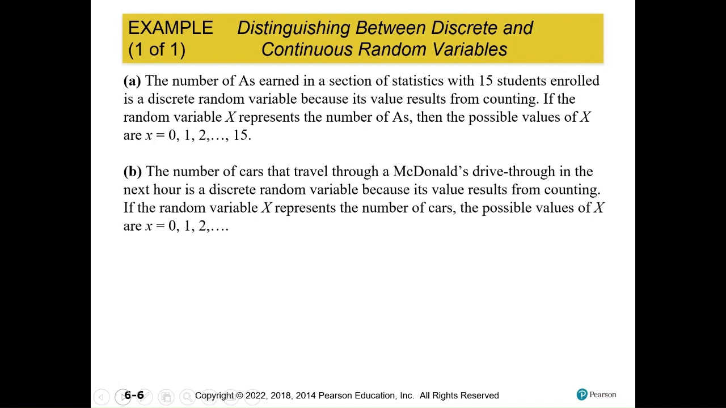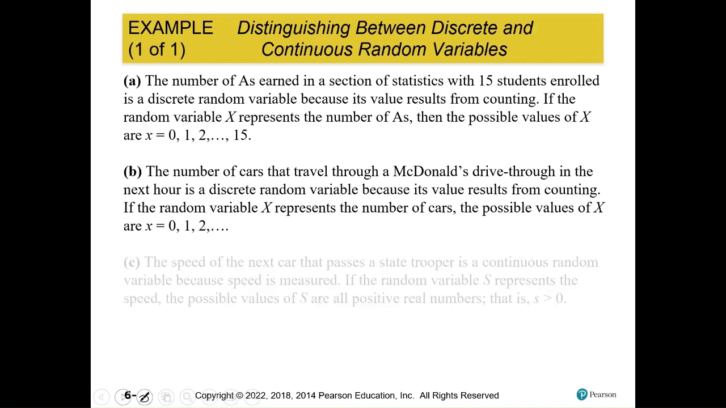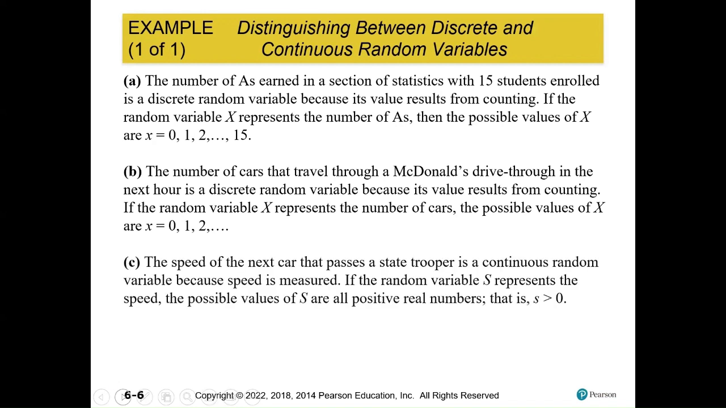Similarly, the number of cars that travel through a McDonald's drive-through in the next hour is a discrete random variable because its value results from counting. Again, I'm going to count the number of cars. It is a whole value. You either have a car or not. There is no in between here. The speed of the next car that passes a state trooper is a continuous random variable because speed is measured.